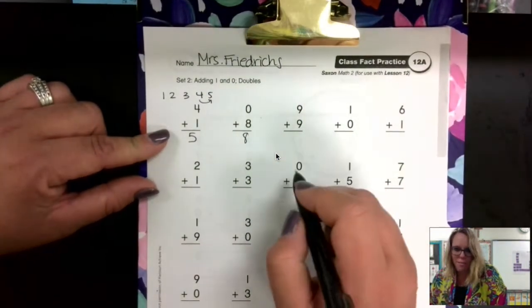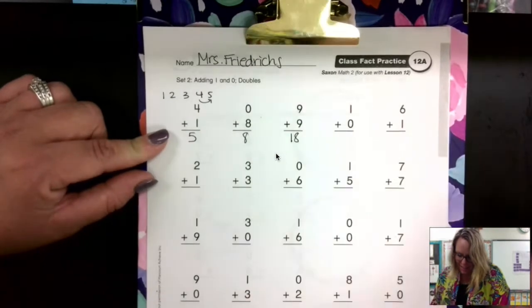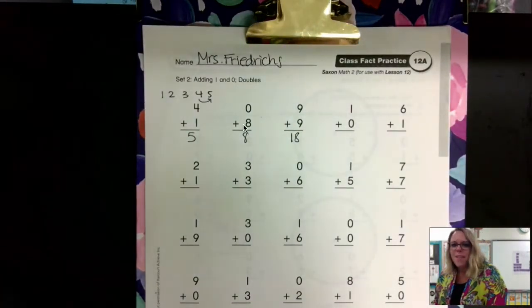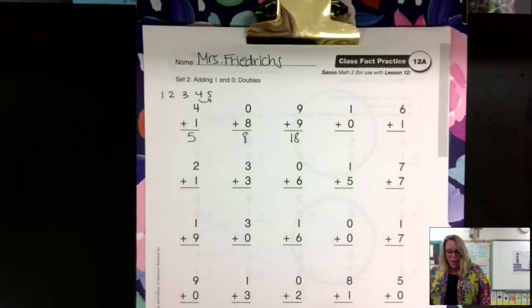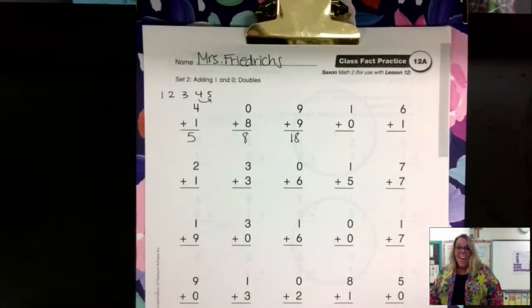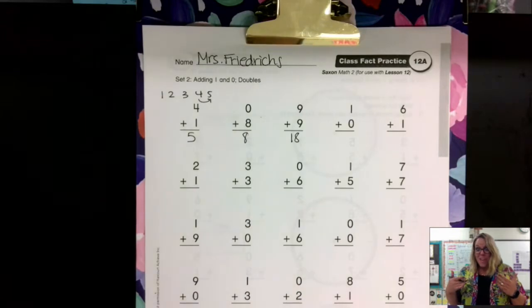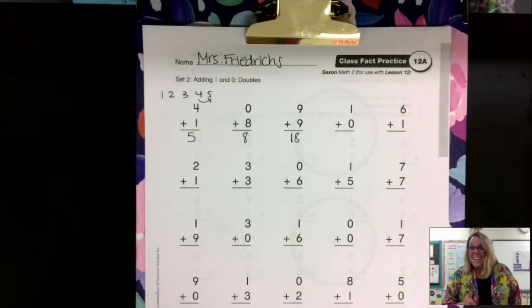Let's do one more. 9 plus 9 is 18. That's a double, isn't it? So that's one of each of the different kinds that we have been talking about. Adding 0, adding 1, and your doubles. And now I'm still giving you 2 minutes. And your 2 minutes starts now.